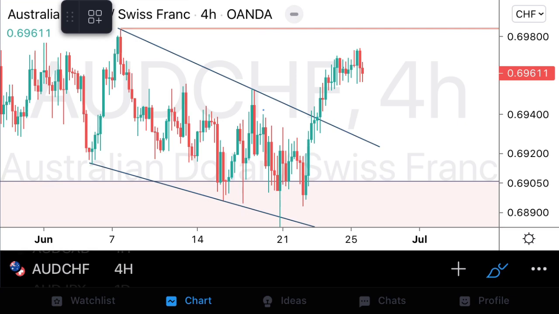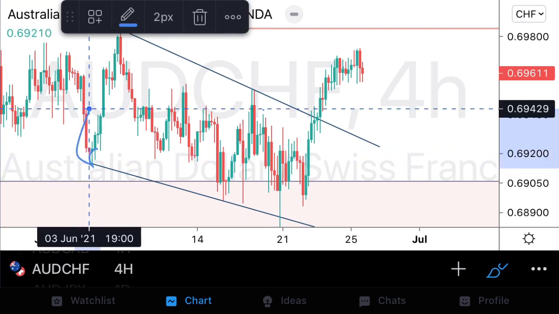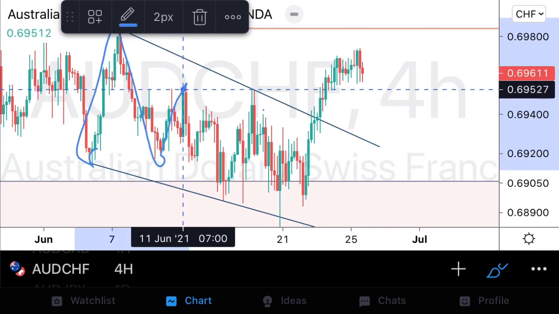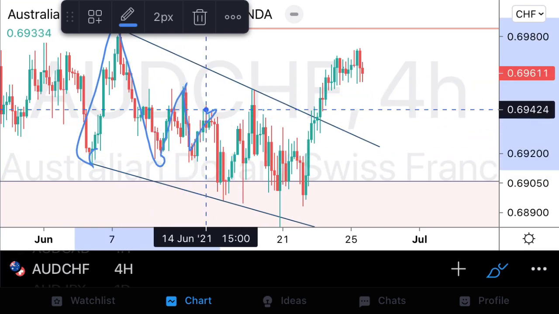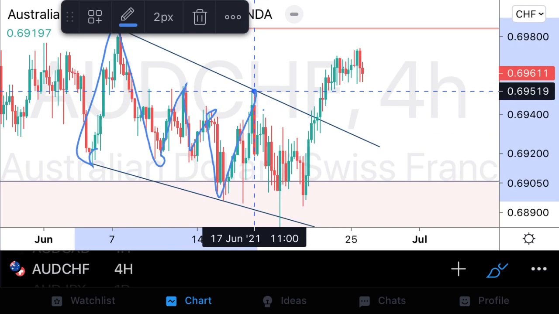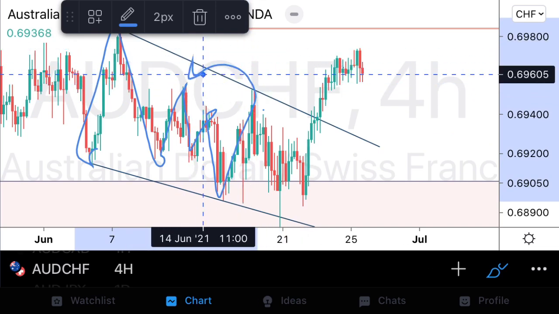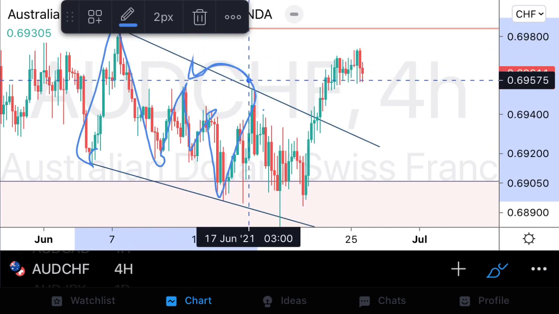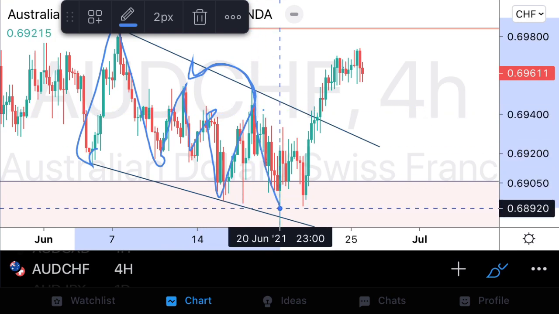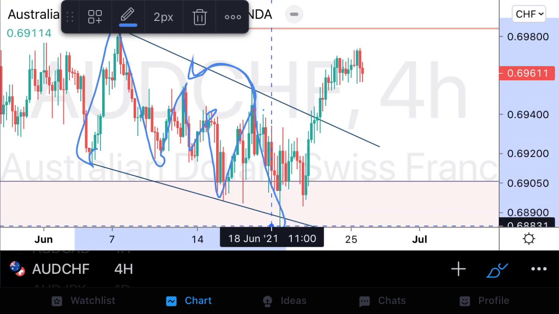So let's speak about structure: lows, highs. We have some lows, we have some highs, we have equal lows, I guess we have lower highs, lower lows, and some equal highs to those highs over there. We then finally see price breaking down, giving us a new lower low structure.